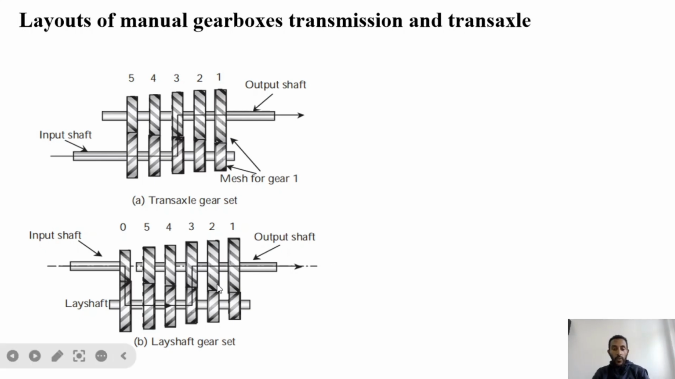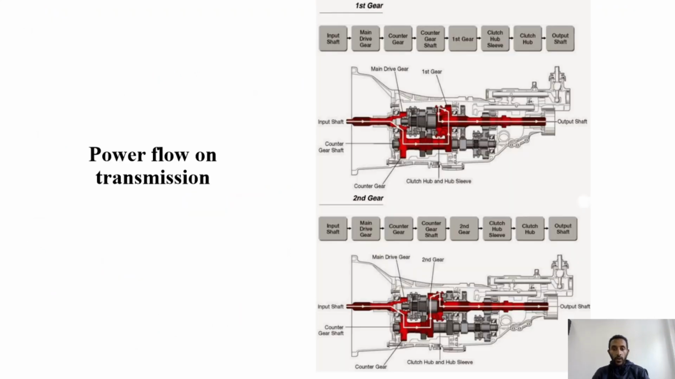So if you observe this one, to know the flow you must know the drive and driven gear, and you must identify which one is the large gear and which one is the small gear. In this part, this is very small, so this is first gear.